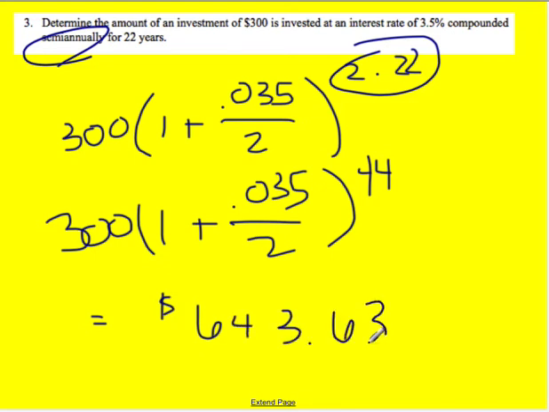$643.63. Now, when you're talking about money, you round to 2 decimal points. So you take a look at the third decimal point, see if it's 5 or greater. If it's 5 or greater, round up. 4 or below, you're going to keep it the same.